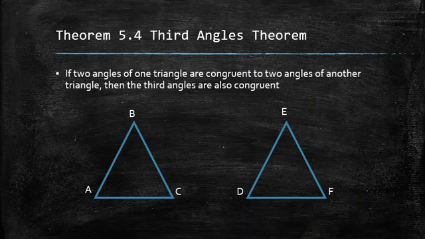Theorem 5.4 is the third angles theorem. If two angles of one triangle are congruent to two angles of another triangle, then their third angles must be congruent. For example, if angle A is congruent to angle D, and angle B is congruent to angle E, then angle C must be congruent to angle F. This does not state whether these two triangles are congruent or not. We only know that their angles are.